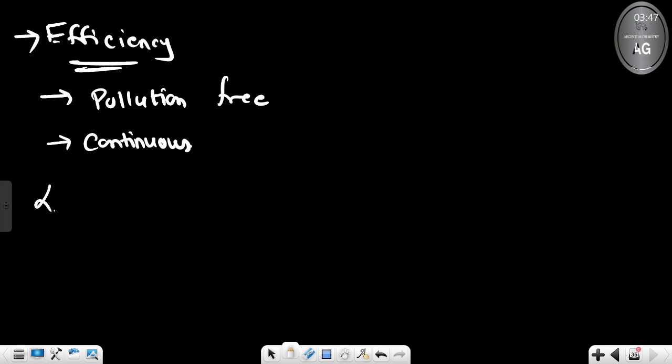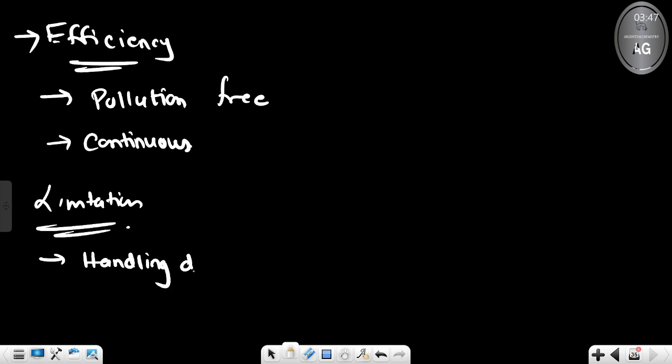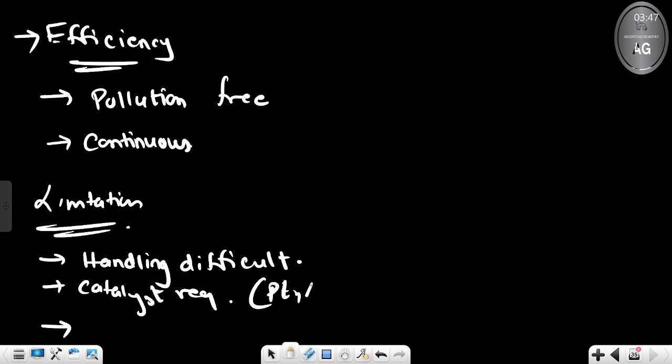But what are the limitations of this? I have to put in a continuous supply of this. Handling is difficult because this is a gaseous fuel, and it is very difficult to handle. Catalyst required because since it is a gas, it needs a surface. Those catalysts are basically the inert metals, that is gold, platinum, silver, which are costly and rare metals. So you have to use this properly.